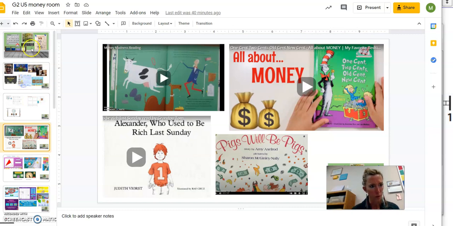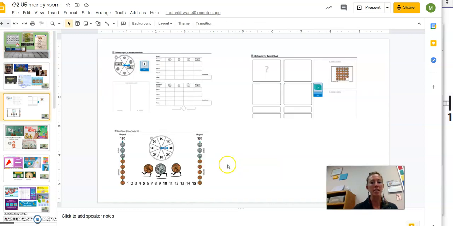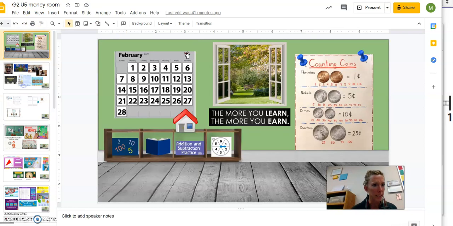But they're all read aloud money ones. And then you have your addition and subtraction practice, which was the same as last time. And then these are money games, this one's from kindergarten, and then these two are from your second grade. So you can read up on those.